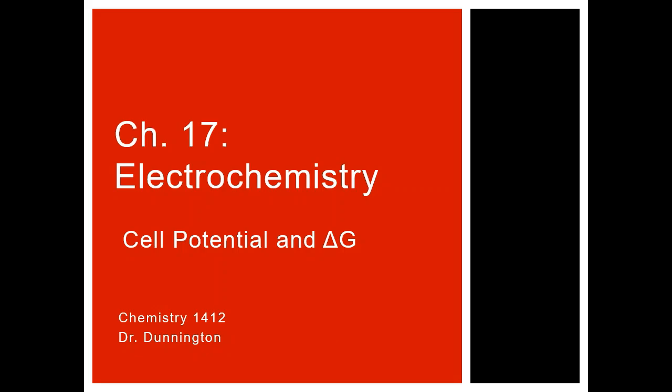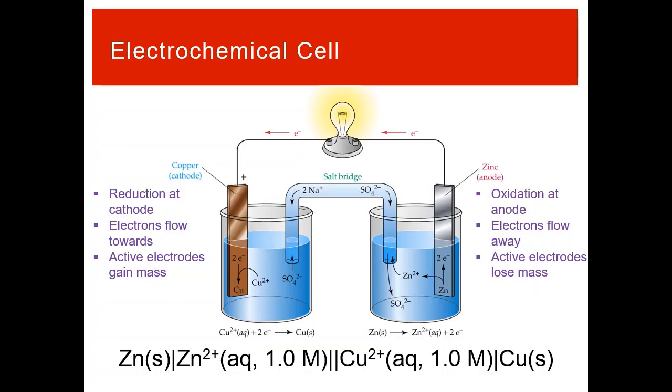Now we're going to talk about cell potential and delta G. So we've set up our idea of what an electrochemical cell is, what the parts of the electrochemical cell are, the flow of electrons, the notation to describe electrochemical cells, all of those ideas. And now we want to talk a little more about some of the ways we can predict what kind of drives the cells.